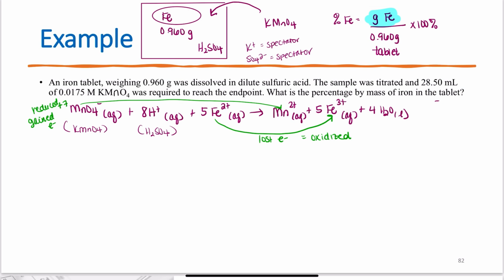But students get really weirded out because they don't see the KMnO4. They don't see the sulfuric acid. They say, I can't solve it. You can solve it, I promise. It just looks a little different. We're just giving you the net ionic.